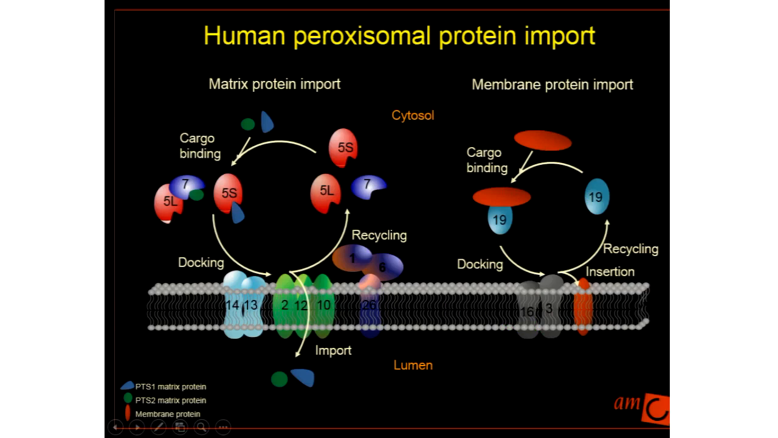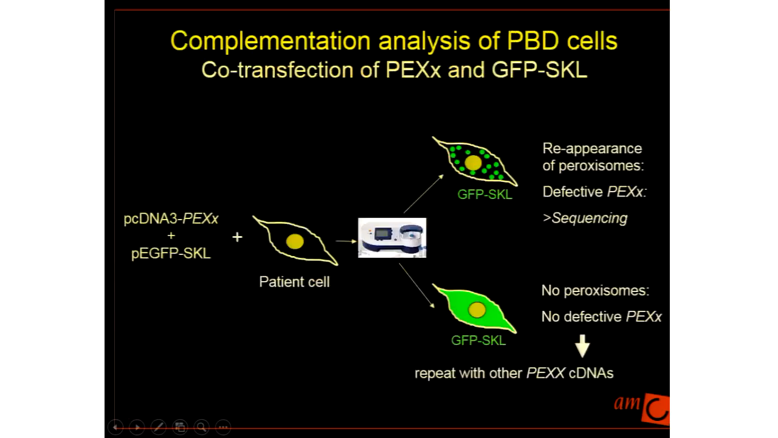So how do we identify the mutation? How did we identify so far the mutations in these patients, in the genetic defects? For this we set up a genetic complementation assay, and this involves sequential co-transfection of one of the PEX gene cDNAs together with a fluorescent peroxisomal reporter into patient cells.